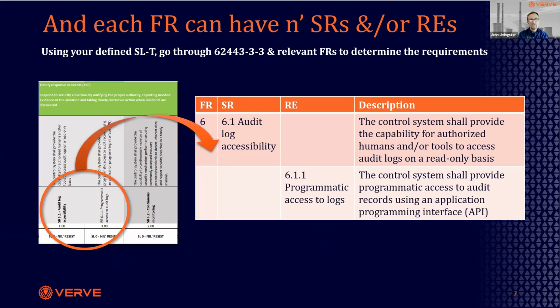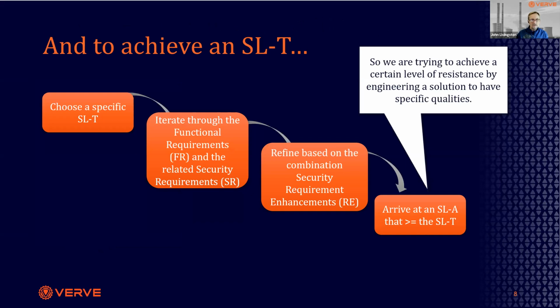And for each of those requirements, they will have certain components, which are a certain number of security requirements. And so the security requirement, for instance, for foundational requirement number 6 would be having audit logs and having accessibility to audit logs. Together, these foundational requirements allow us to achieve a security level target. So we pick a security level target that we have for that endpoint.